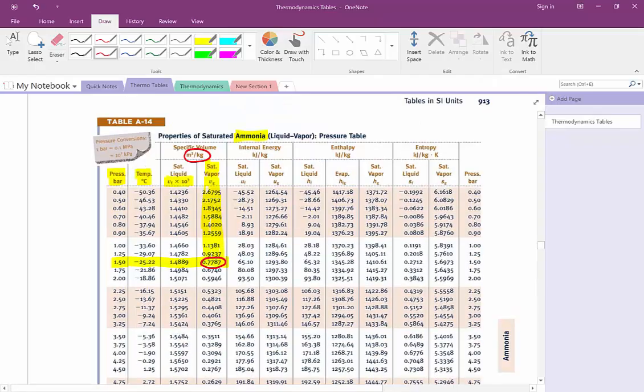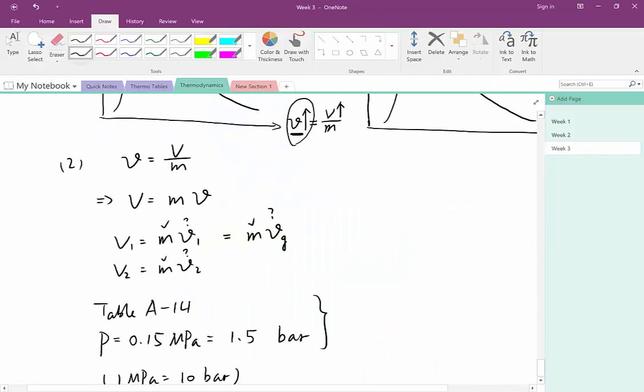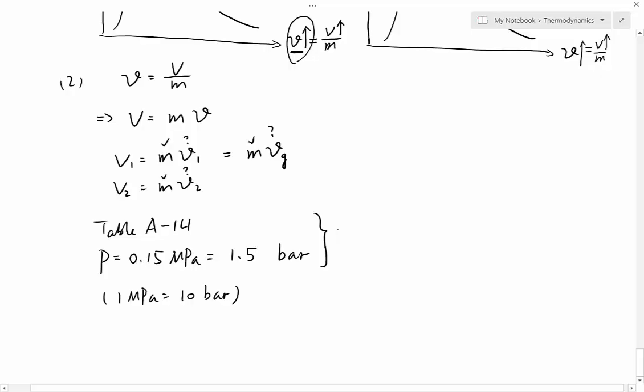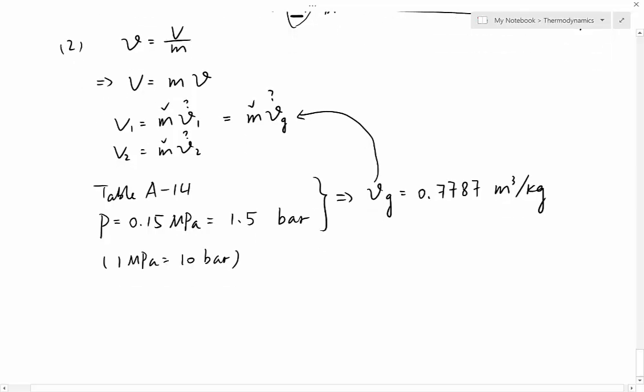Okay, so now we go back to our question, and then we write down what we found. We found nu G, and nu G is 0.7787. And never forget the units, cubic meter per kilogram. So now you can plug in this nu G back into here and find corresponding V1. So now we can find V1, which is m times nu G.